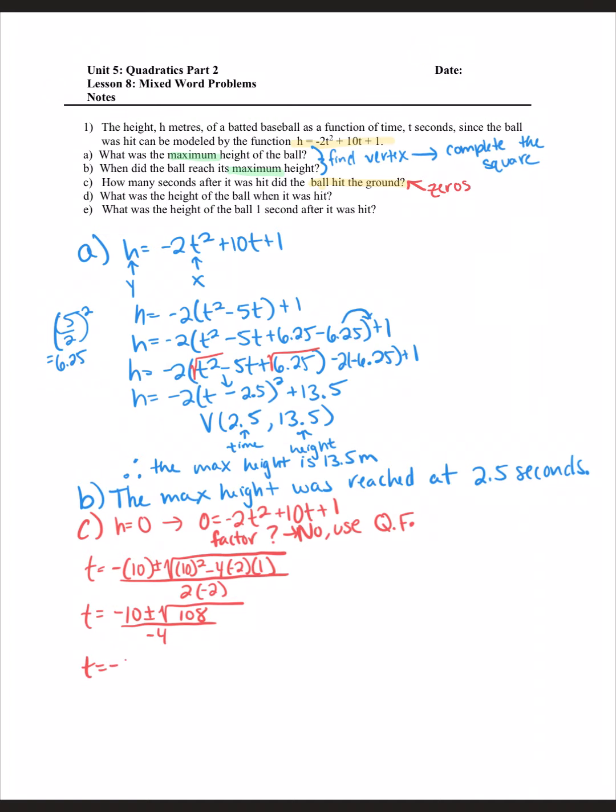So we'll have t equals negative 10 plus, and the square root of 108 is going to be 10.4, all of that over negative 4. Or we're going to have that t equals negative 10 minus 10.4 over negative 4. So this will simplify to negative 0.098, and this will simplify to 5.098.